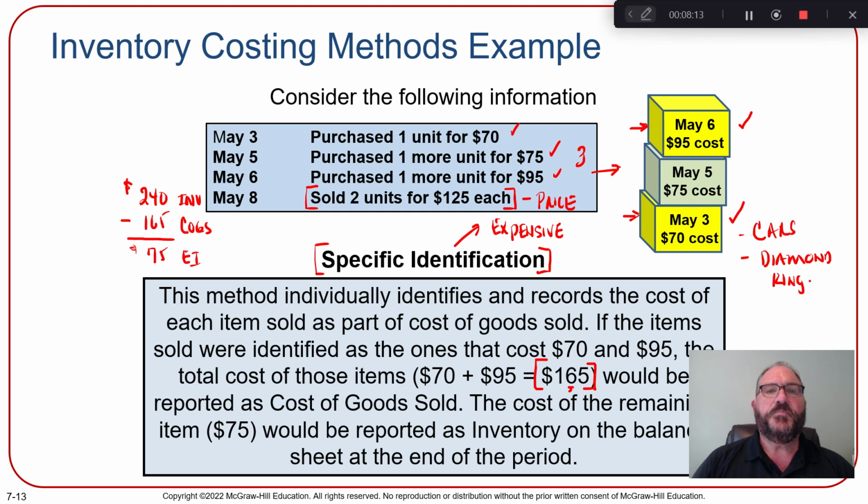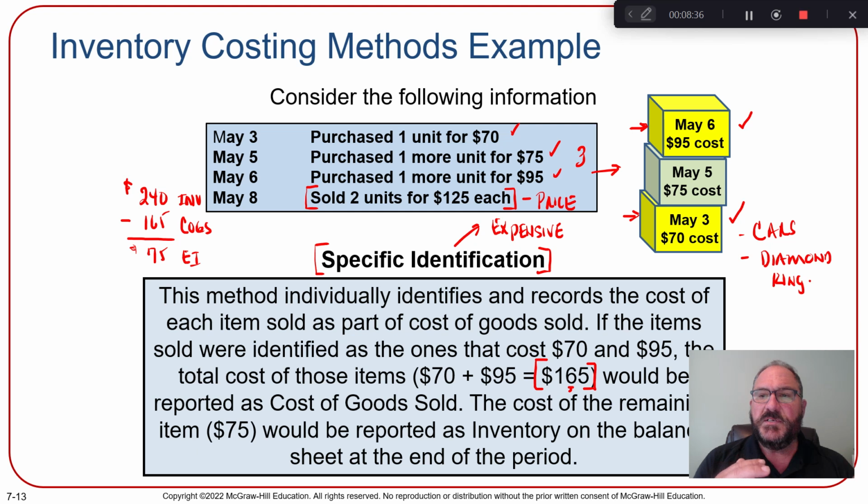All right, so here's an example. So it says, consider the following information. On May 3rd, we purchased 1 unit for $70. On May 5th, we purchased 1 more unit for $75. And on May 6th, we purchased 1 more unit for $95. And on May 8th, we sold 2 units for $125 each, okay?